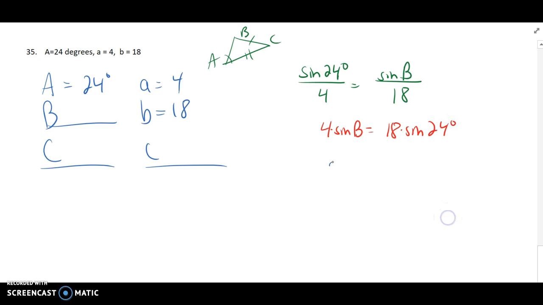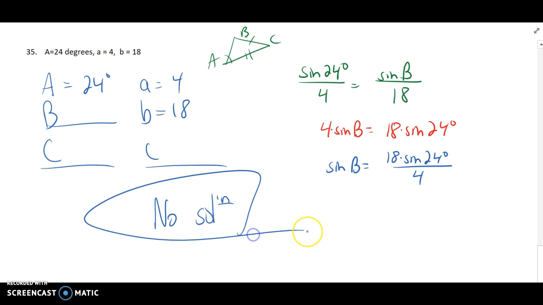Next step, we're going to divide both sides by 4. So the sine of B is equal to 18 times the sine of 24 all over 4. At this point, it's calculator, multiply 18 times the sine of 24, divide that by 4, and my calculator tells me about 1.83. Take the sine inverse of that, and all of a sudden there's an error. Since the sine can't be bigger than 1, this is an impossible situation. So there is no solution to this side-side-angle.